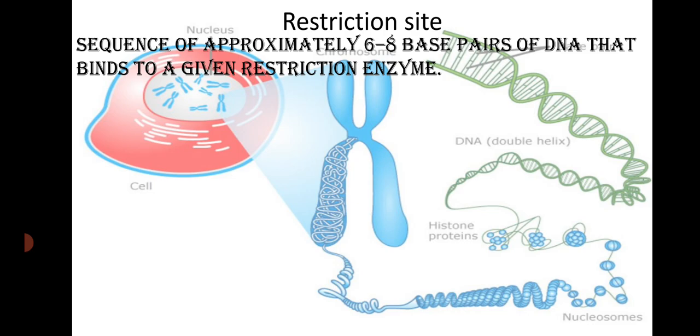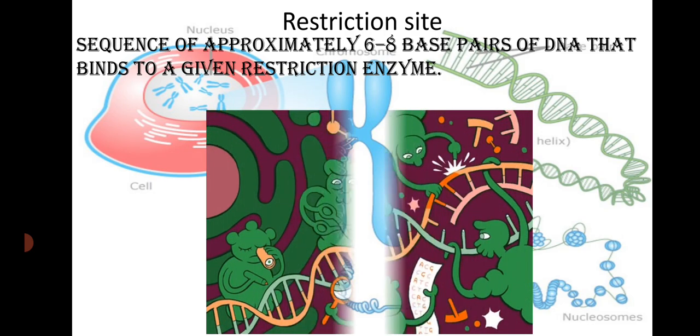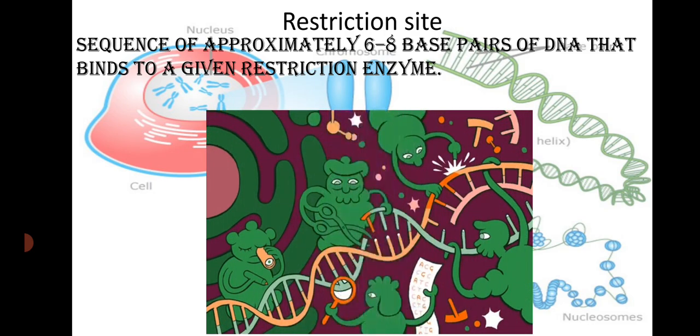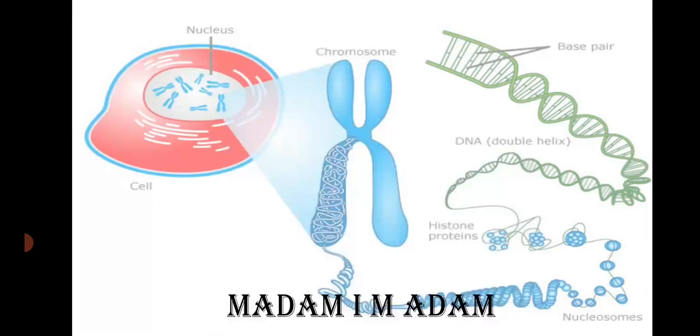These enzymes cut at a specific sequence of nucleotides, which is called the restriction site, which is approximately 6 to 8 base pairs. Restriction site is a site where restriction endonuclease makes the cut. So, restriction endonuclease will cut at a specific site which is called the restriction site. And generally, these restriction sites are palindromes.